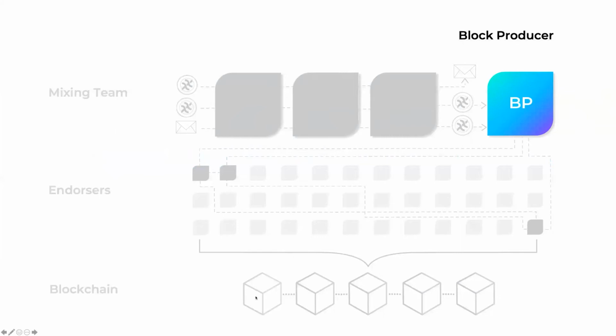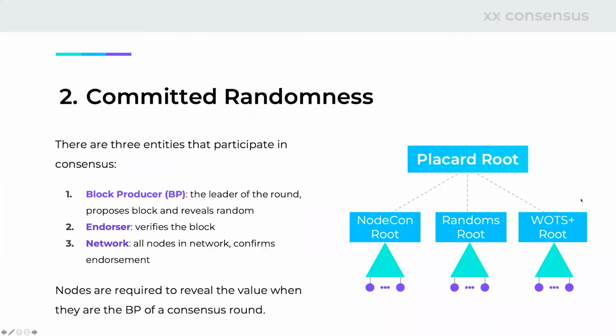So we've already talked about how this first block was formed through this NodeCon process. So now we're going to talk about how the chain of these blocks is formed, this blockchain. And we start by looking at how we randomly select the node who proposes each block. And as you might guess, that's using committed randomness. And we've already talked a little bit about what committed randomness is in these trees. But now I'm really going to explain how it's used during consensus to randomly select nodes for certain tasks.